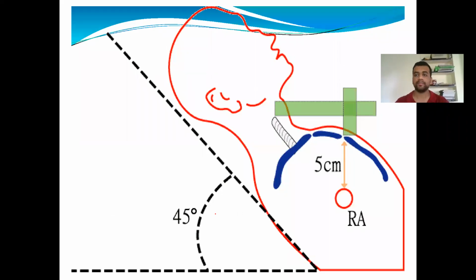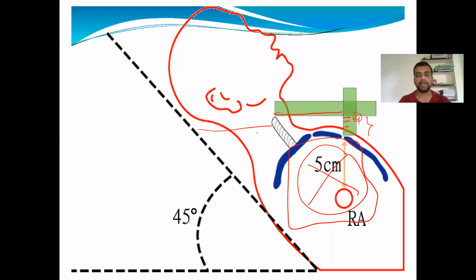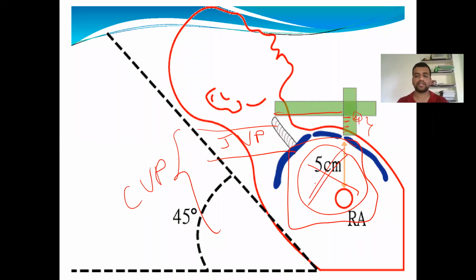Measurement, as I said yesterday: we are going to take a vertical height from here. Here we have measurements 1, 2, 3, 4. If this is 4 centimeter, you are going to tell JVP as 4. Better not to add the 5 centimeter. If you add this, it will become CVP. Some people don't want this term to be added, so preferably don't use it.